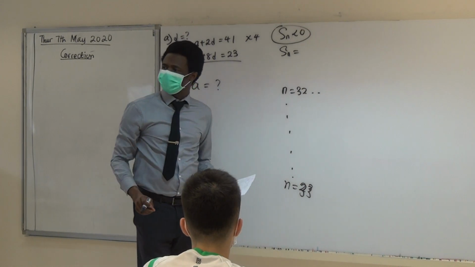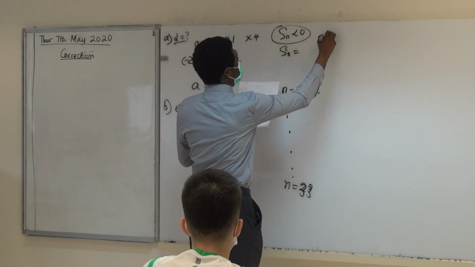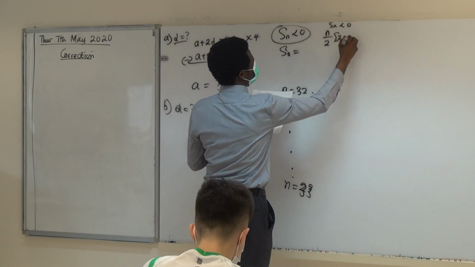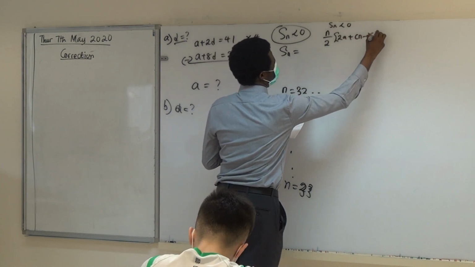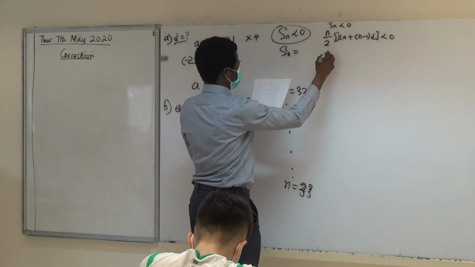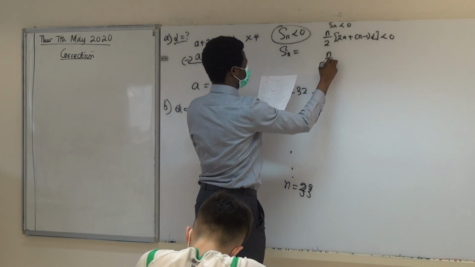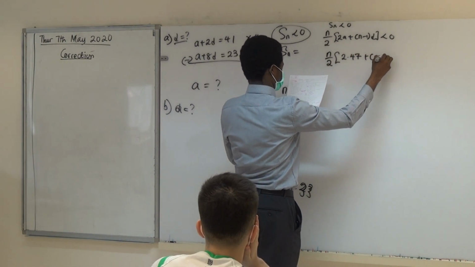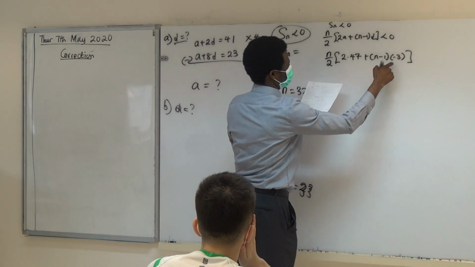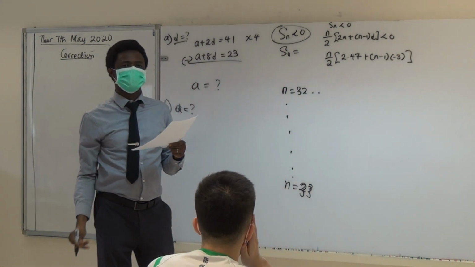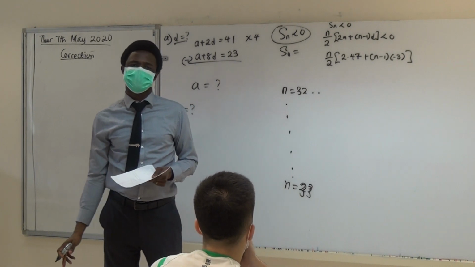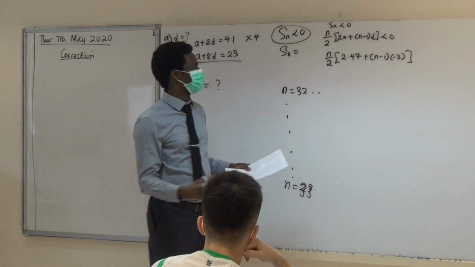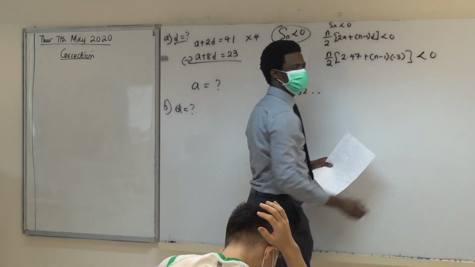Just solve this inequality. Sn less than 0 simply means n over 2, 2a, so you write here Sn less than 0, so 2a plus n minus 1 into d, right, less than 0. So what is your n over 2? N over 2, 2a, 2 times 47, n minus 1, d, negative 3. This d should be in the bracket. Joey, I forgot to say that. This d should be in the bracket because it's negative. Without the bracket, it looks like you're subtracting the result of the bracket. Okay? So then this is less than 0.